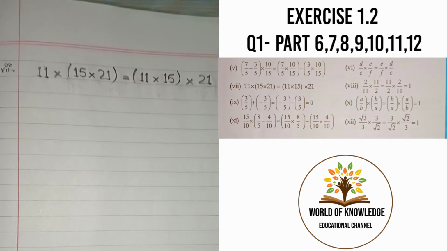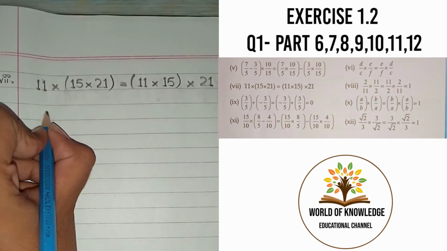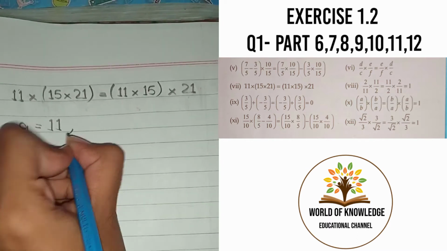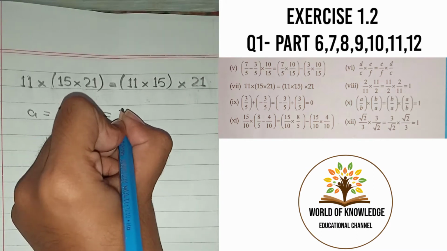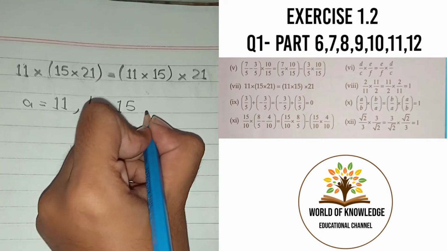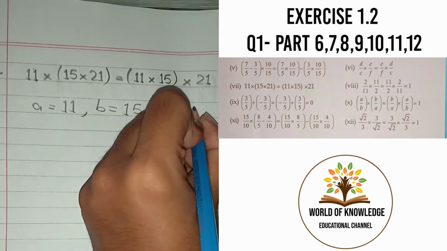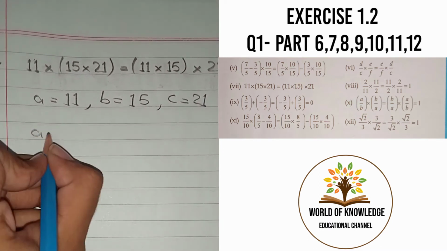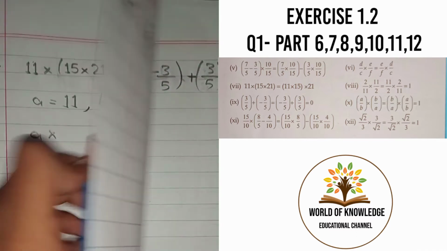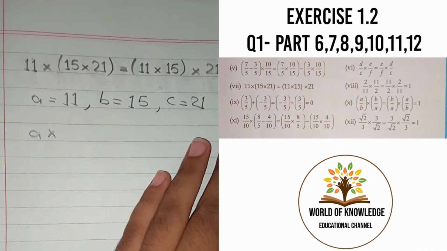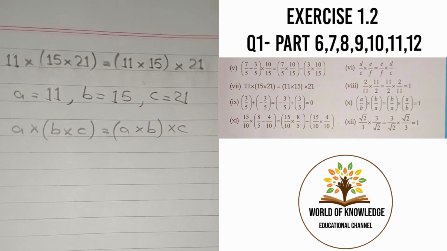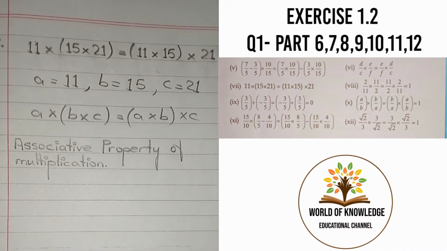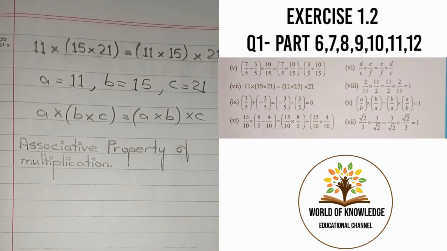So let's move to part 7. In part 7 we do the same, where we take a equals 11, b equals 15 and c is equal to 21. And the same work we are going to do over here. We write a in place of 11, b multiplied, then bracket, b in place of 15 and c in place of 21, and this property will be known as associative property of multiplication.